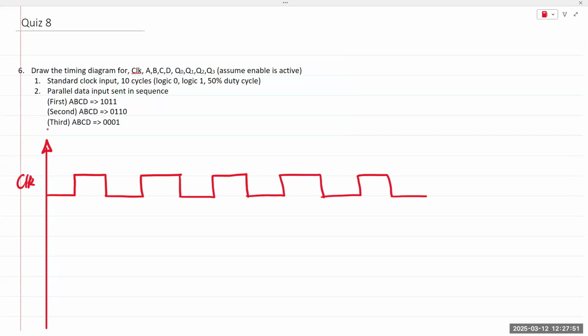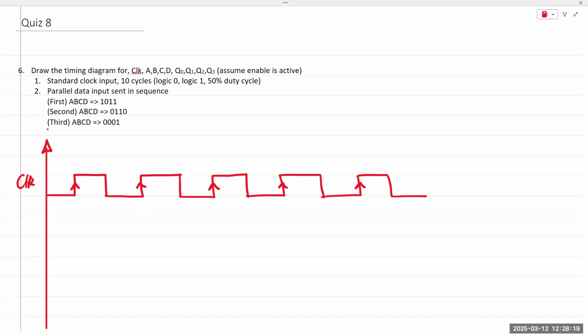And the circuit was all active high. There was no bubble anywhere, and it's edge triggered, so it would be positive edge triggered. Now we want to convey A, B, C, D. And we said parallel, the enable is active high, meaning connected to 1. So whatever input comes in is going to move at every clock cycle.